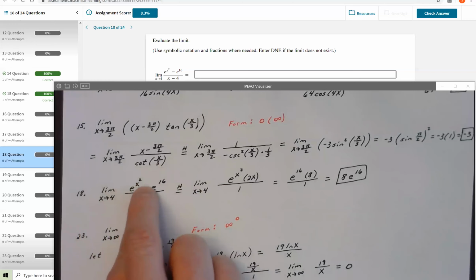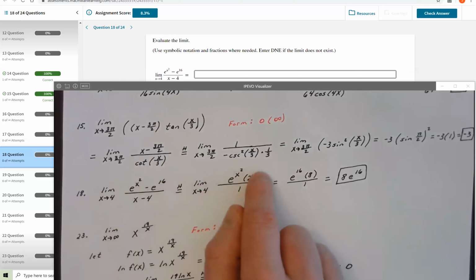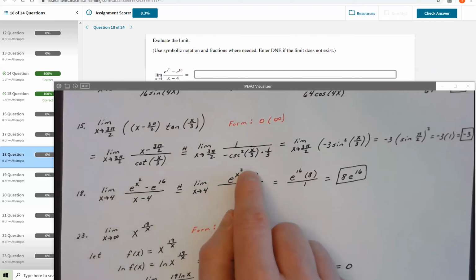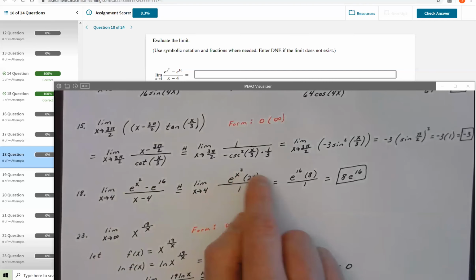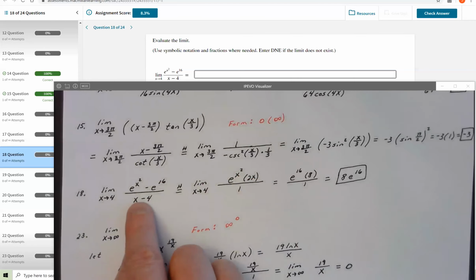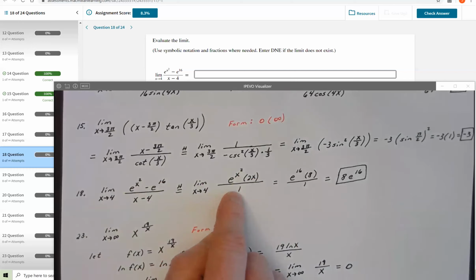But the derivative of the exponential function, you do have to worry about. We say derivative of any exponential function is that exponential function times the derivative of its exponent. So I get e to the x squared times 2x. Derivative of x in the denominator just gives me a measly 1.